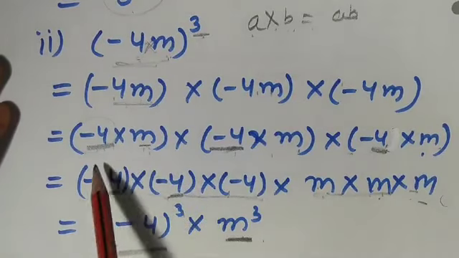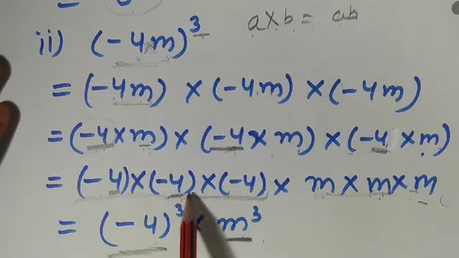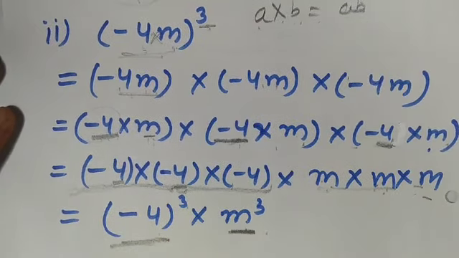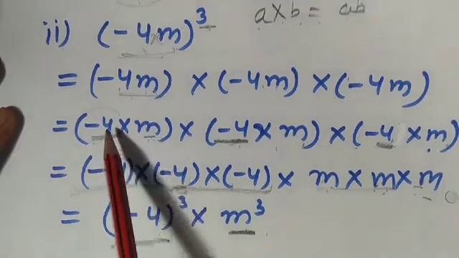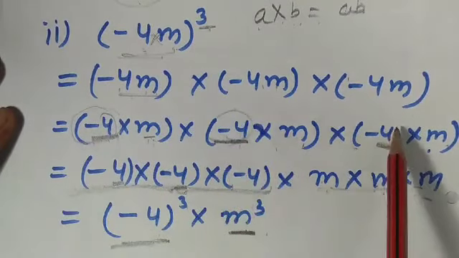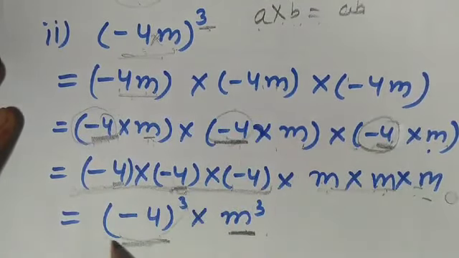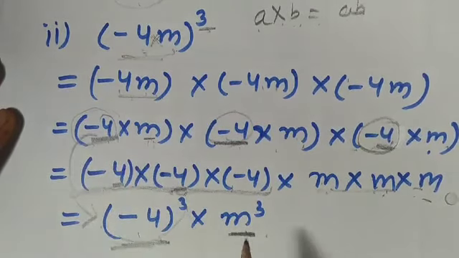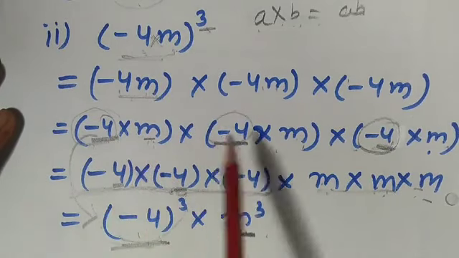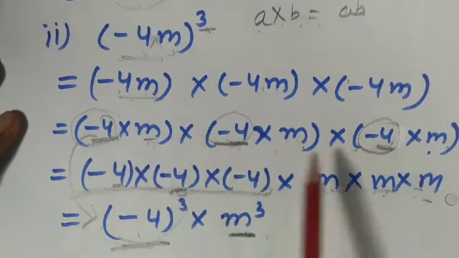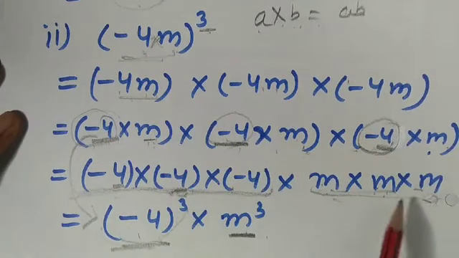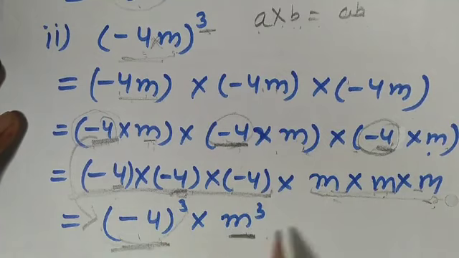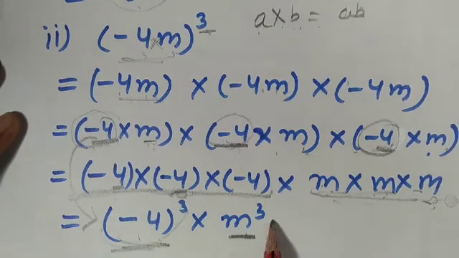Now one thing, why have I collected these together? Just to make you understand that minus 4 into minus 4 into minus 4 is minus 4 raised to the power 3. If I directly do this step, then you get confused. So I have collected these minus 4 together first and m at the end. So this minus 4 can be written in the form minus 4 raised to the power 3 and this can be written as m raised to the power 3.